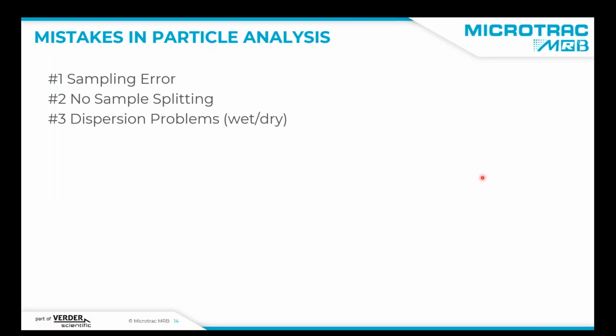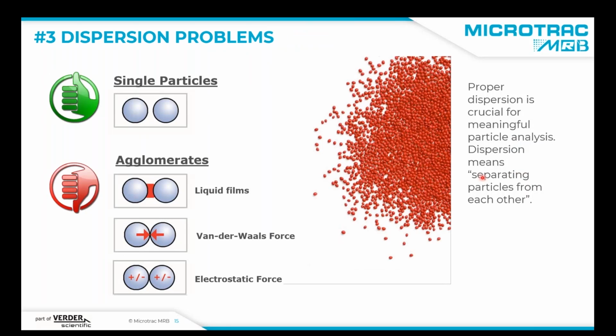So the third item on my list will be related to dispersion of particles, wet and dry dispersion. What do I mean by dispersion? Dispersion means nothing else but separating particles from each other so that they are available for analysis. So what we want to have are single isolated particles, not particles sticking together, not particles forming agglomerates due to liquid films, van der Waals forces, or electrostatic forces.